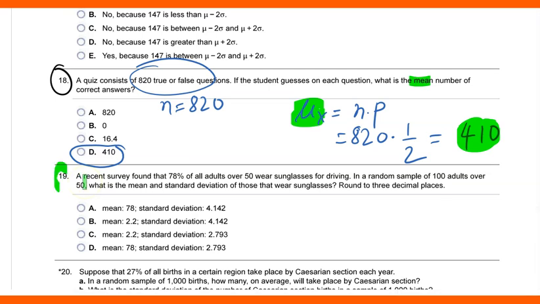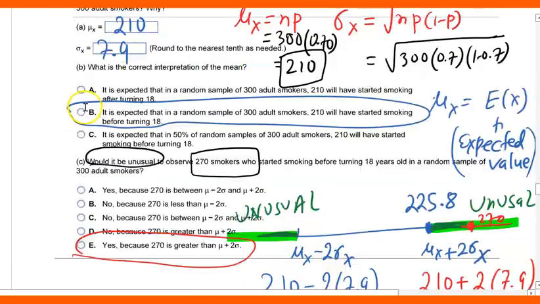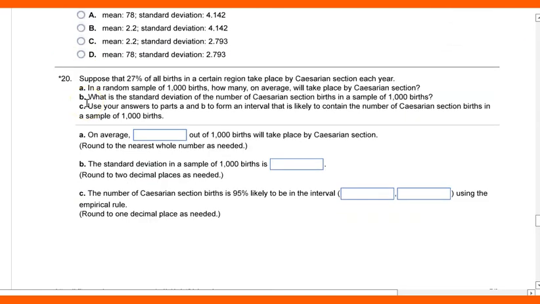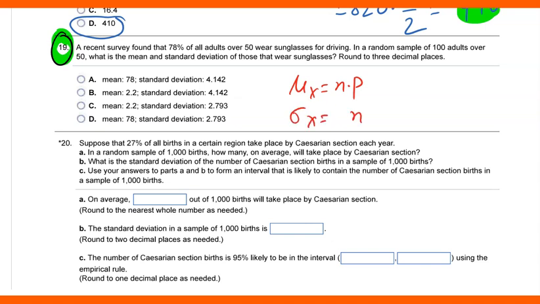Number 19 is similar to number 17 and 16, because you're looking for the mean and the standard deviation. Again, what's the formula for mean? Mu of x equals n times p. What is sigma x? Sigma x equals the square root of np(1 minus p). That's the formula.